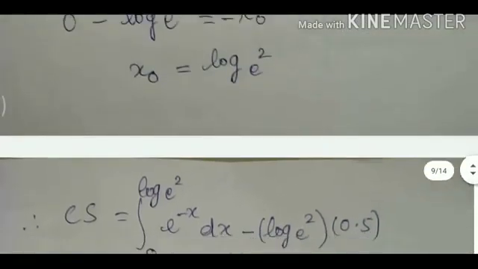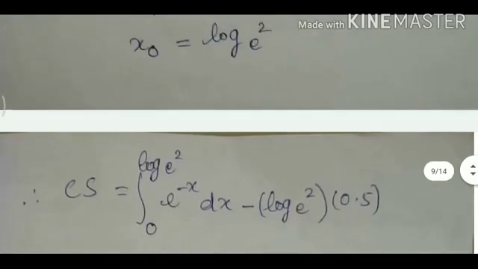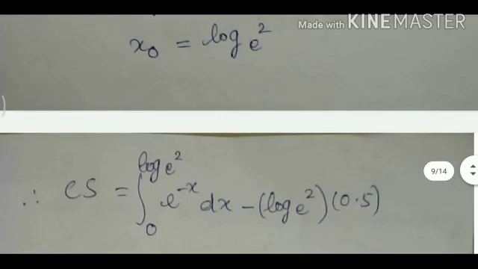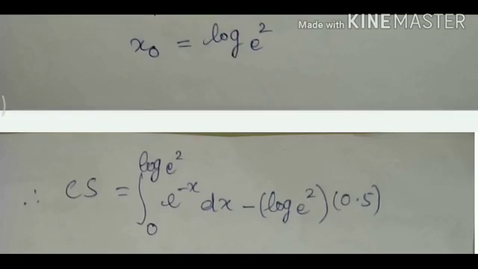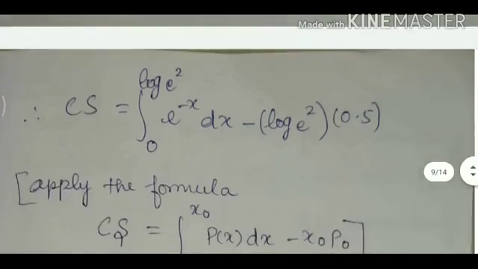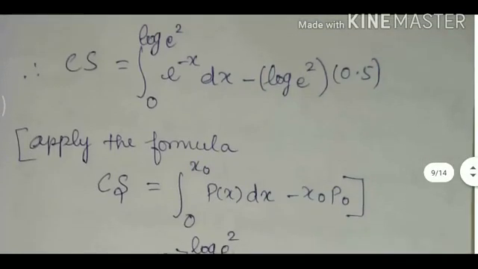Already you know about P naught. So apply these two things in our formula. CS equal to integration from 0 to log 2. That is, the formula is integration from 0 to x naught, and here x naught is log 2, of P of x dx, which is e power minus x dx, minus x naught into P naught, where x naught equal to log 2 and P naught equal to 0.5.